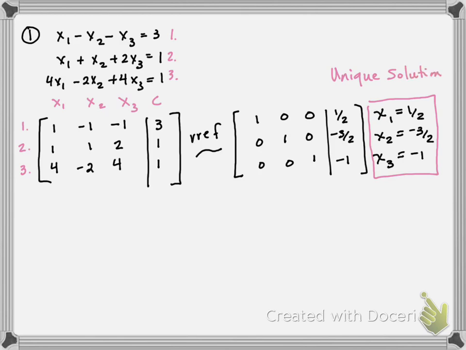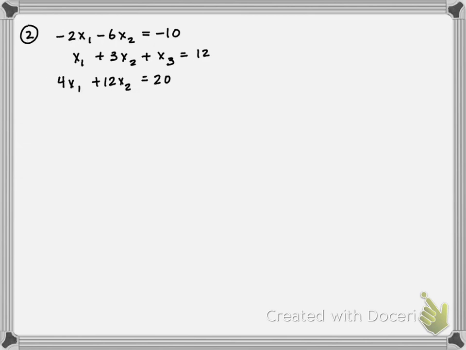All right, now let's go ahead and look at a different system. This system looks very much like the first system. We again have three equations and three unknowns, so we could have another unique solution, but we might also get something different. So let's build the augmented matrix just like before. The first row will be the first equation: negative 2x1, negative 6x2. Notice there is no x3, so that's 0x3. Minus 10 is the constant.